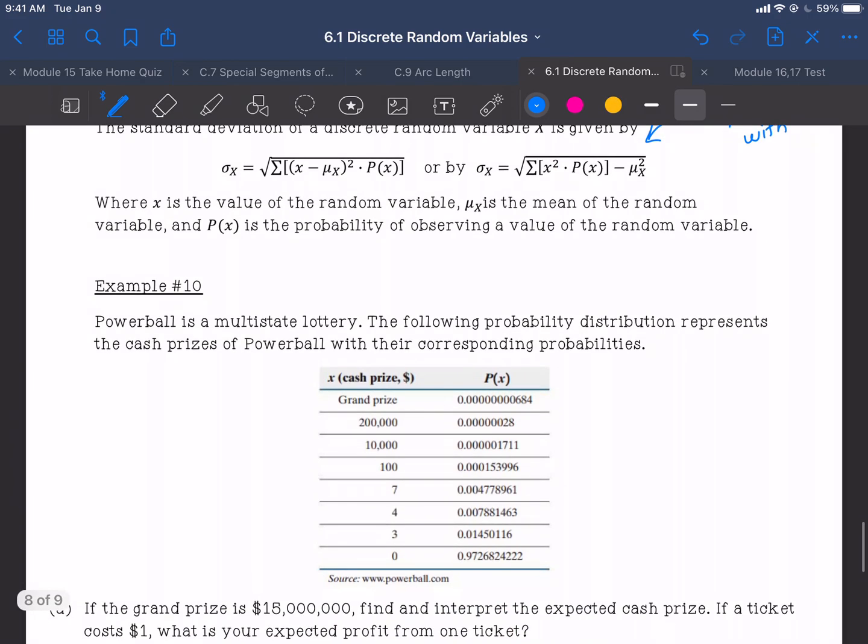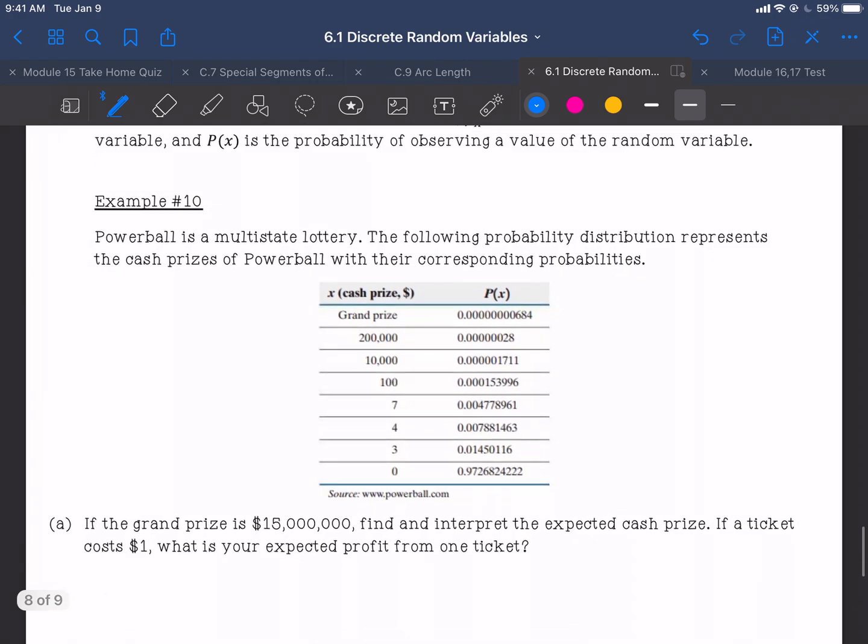All right, so in example 10, Powerball is a multi-state lottery. The following probability distribution represents the cash prize of the Powerball with their corresponding probabilities. So notice you just have grand prize. We don't have a value for the grand prize because that changes depending on what it is. Okay, so it could be a 1 million grand prize. It could be a 350,000 grand prize. It just depends. So since that changes, it just says grand prize.